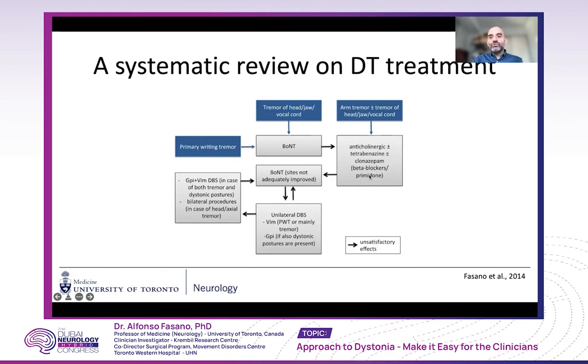Some patients might respond to drugs for essential tremor, but if the tremor is isolated to the head, the jaw or the vocal cord, botulinum toxin is the first line agent, same as in case of other focal tremors. But in case of failure, you add botulinum toxin to drugs. And in case these fail, you might use deep brain stimulation, either treating the thalamus if you want to treat only the tremor, or the pallidus if you want to treat the tremor and the dystonia at the same time.